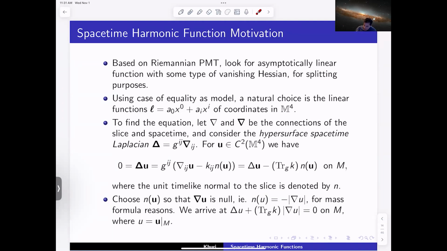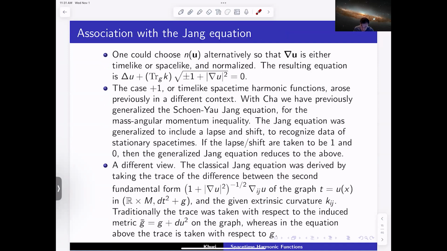Now, I could say, and this is something I find interesting, that if we choose other values for the normal, let's say we choose it so that the space-time gradient is time-like or space-like, so you get two other choices, you could arrive at an equation like this on the hypersurface. And the question is, what does this mean? It turns out that, at least for the time-like situation with the +1, this is reminiscent of the Schoen-Yau-Zhang equation. Now, the Schoen-Yau-Zhang equation was used for a completely different purpose. It was not used to get a mass formula.